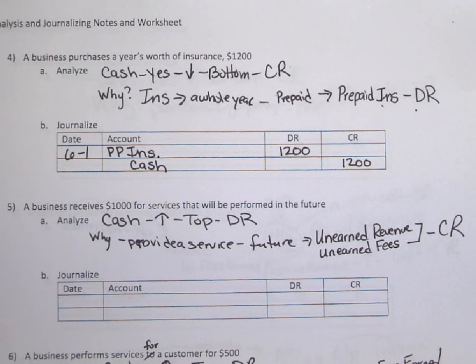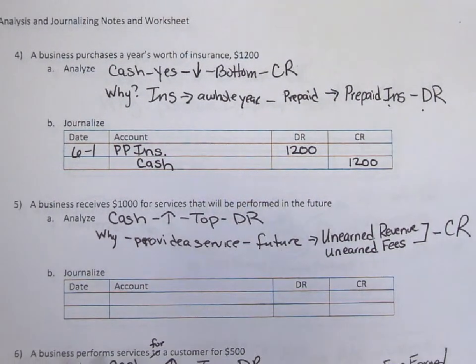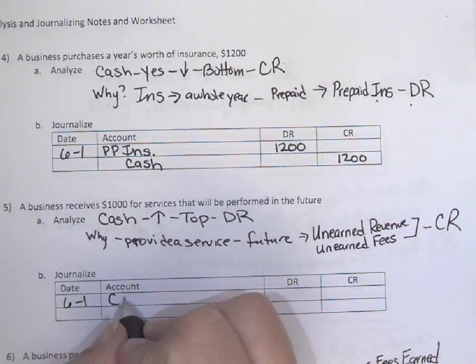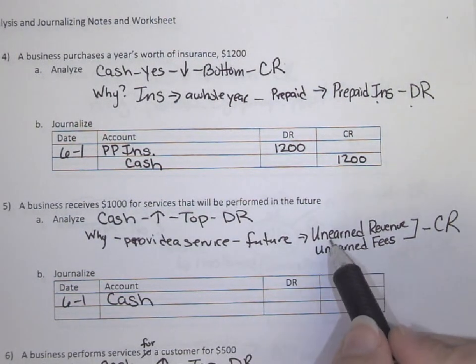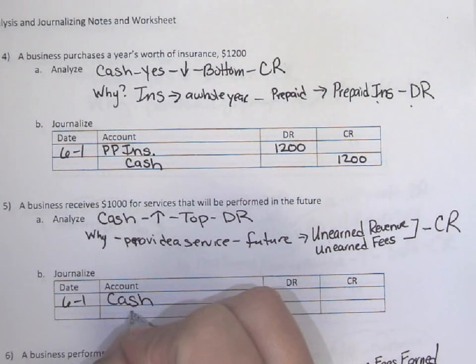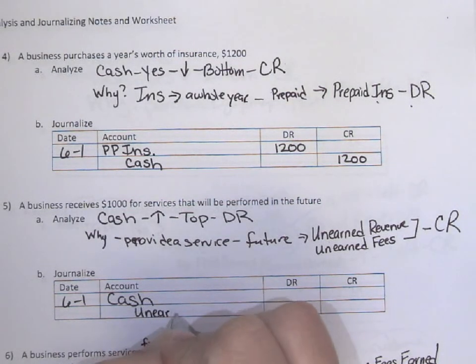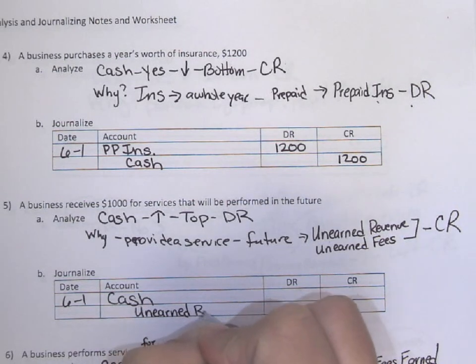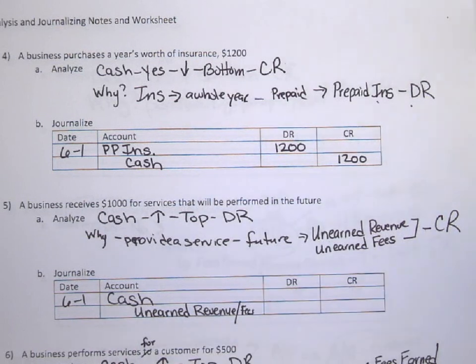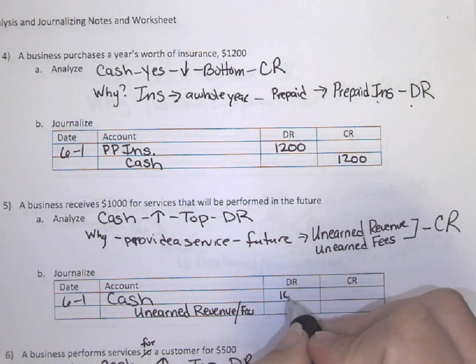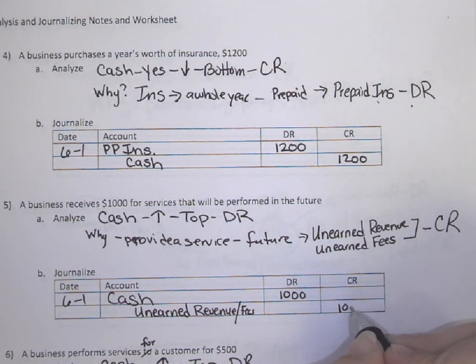For 5, we see cash is actually going to be our debit account. So I can go ahead and put that out there. And our other account that we're looking at would be either unearned revenue or unearned fees. So I indent over and I'll look at unearned revenue. Also could possibly be unearned fees. So I'm just going to kind of put it that way. Either account works. You just really need to look at your chart of accounts to see what accounts we're actually using. And that would be for the $1,000.